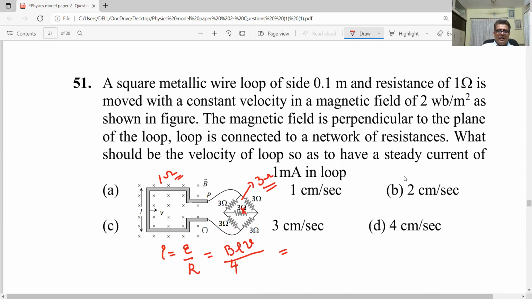Yes, BLV. B is the magnetic field. They have given us 2 Weber per meter square. L, they have given the length. Length is 0.1 meter. V is the velocity. They've asked me the velocity, right? BLV divided by R is nothing but the current, 4. Current is given as 1 into 10 power minus 3. So 4 divided by 2. So your answer is done. Option number B is the right answer, dear students.